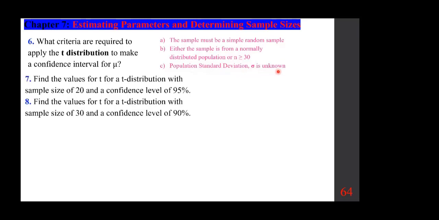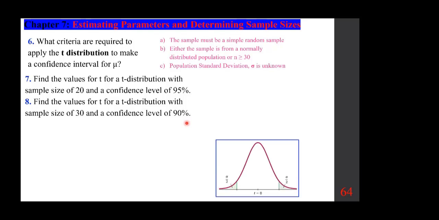Find the value for t, for a t distribution with a sample size of 20 and a confidence level of 95%. Find the value of t for a t distribution with a size of 30 and a confidence level of 90%. So I want to quickly go over how the table is used. When you want a confidence interval in between, you put the amount of confidence level, in this case 95%. So if I were to write the first one, then I would put 95% here.